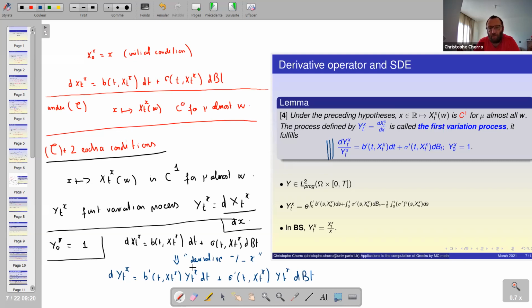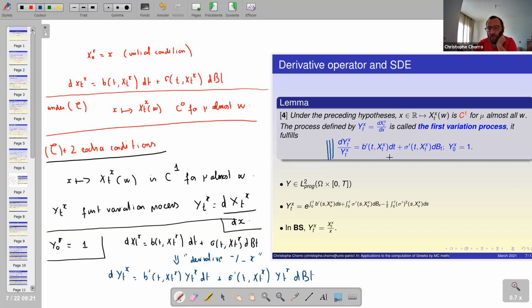And I know that it is possible to do this because I have supposed the set of conditions capital C that ensure the existence and the unicity of the solution, and that ensure the fact that my solution is continuous in its initial condition, plus my two extra conditions that allow me to have more regularity concerning the dependence of the solution with respect to the initial condition.